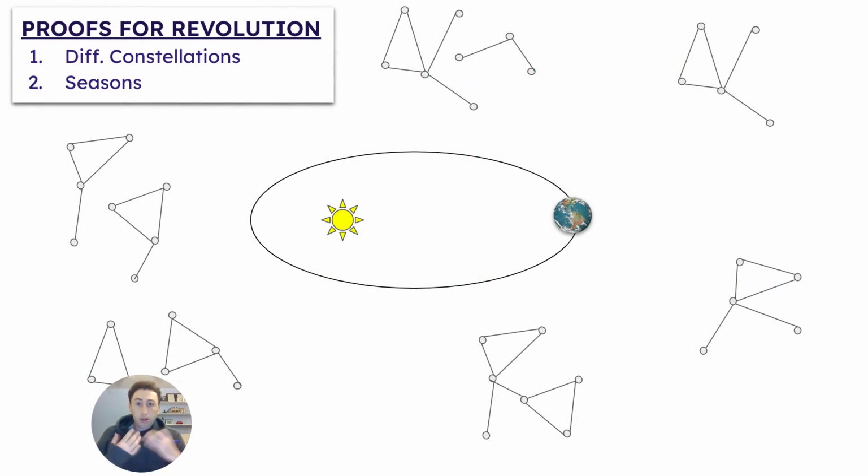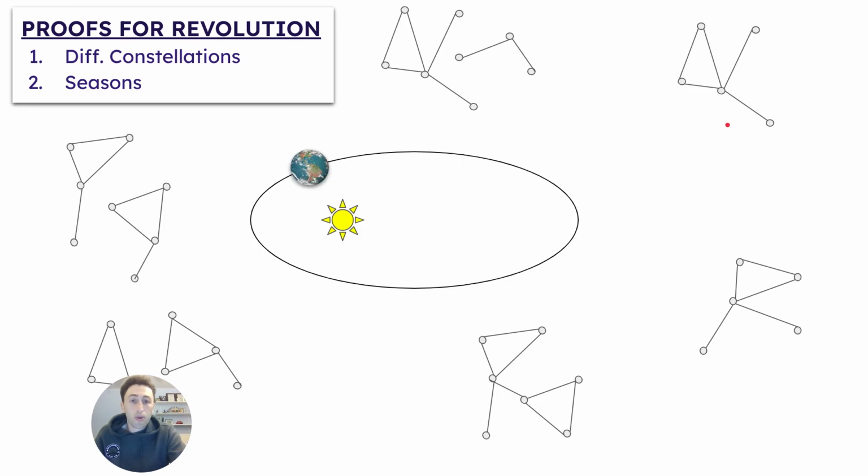Now, how do we know that the Earth revolves and rotates? How do we know that they go in an orbit around the sun and that they spin on their axis? There are two proofs for the revolution. The first is that you see different constellations in our night sky, which means groups of stars. So during the month of June, let's say, you'll see these constellations over here.